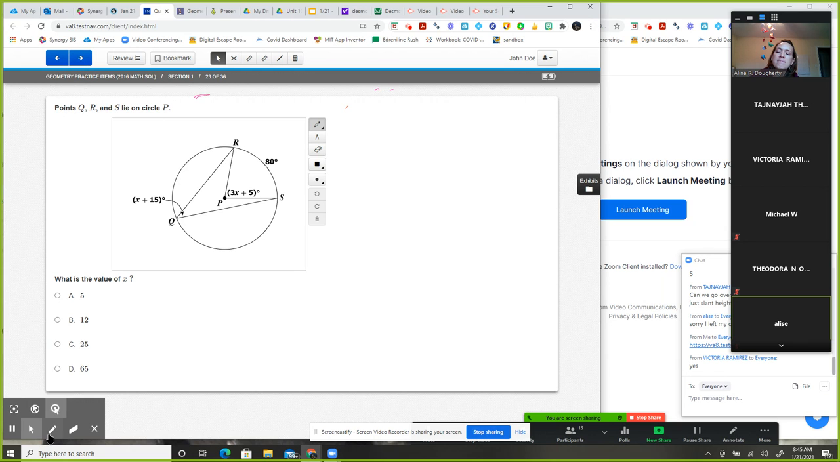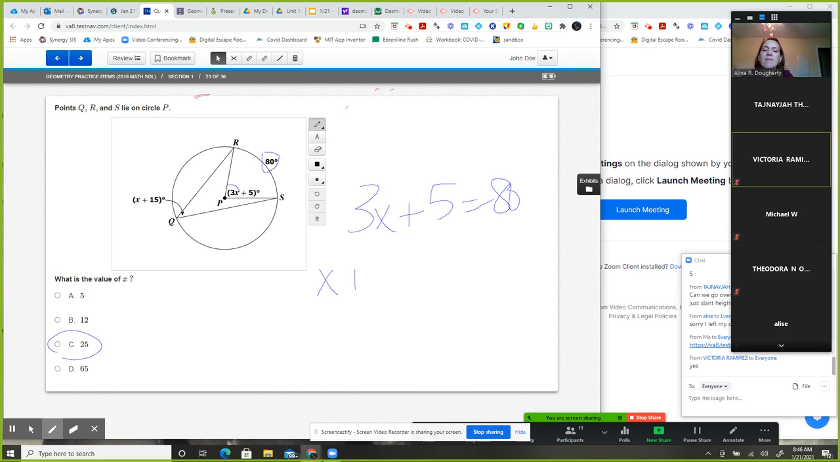We looked at the possible ways to find the answer. We wrote 3 different equations. What was one of the equations we wrote? 3x plus 5 equals 80. Absolutely. And when we solved that, we got 25, right? What was another equation we wrote? X plus 15 equals 80.